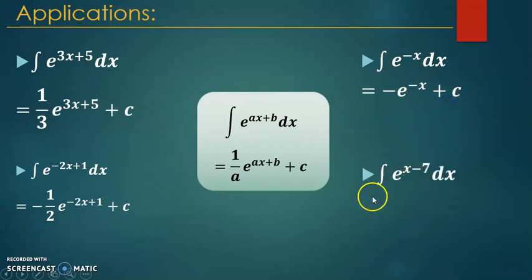Same here, e power x minus 7. So this is a first degree polynomial, so we can apply this rule. What's a in this case? It's 1, since the coefficient of x is 1, so it'll be 1 over 1, which is 1. So it'll just be e power x minus 7 plus c.